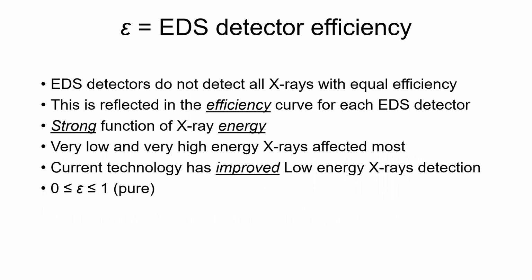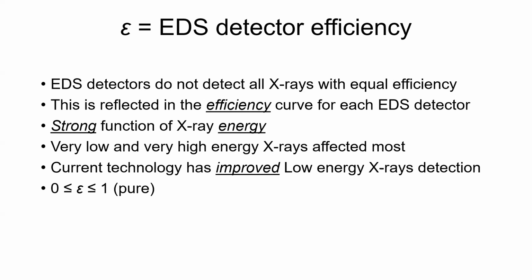All right, and then the last factor is the EDS detector efficiency. Okay, so EDS detectors do not detect all X-rays with equal efficiency. So there's what's called an efficiency curve for each detector, and this is a strong function of your X-ray energies. So what we're going to see is there's actually kind of a sweet spot in the efficiency curve, and the very low and very high energy X-rays tend to be most affected. Okay, although there has been some improvement in recent years with lower energy X-rays being more effectively detected.